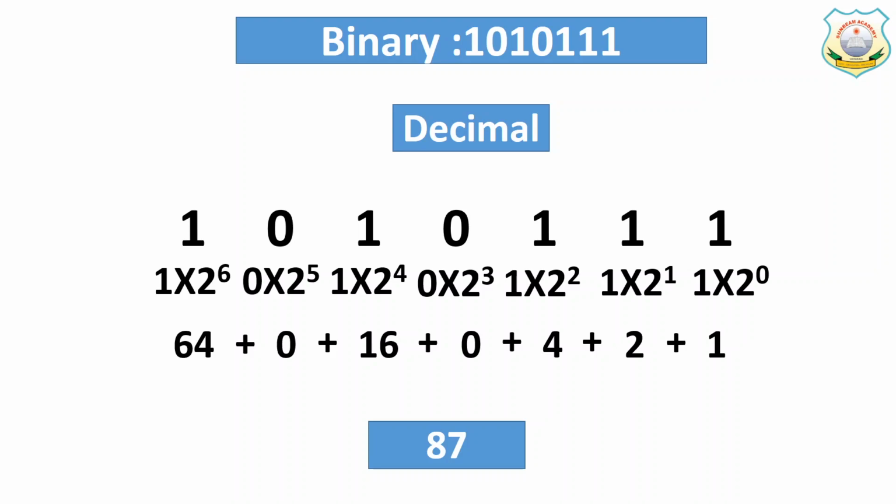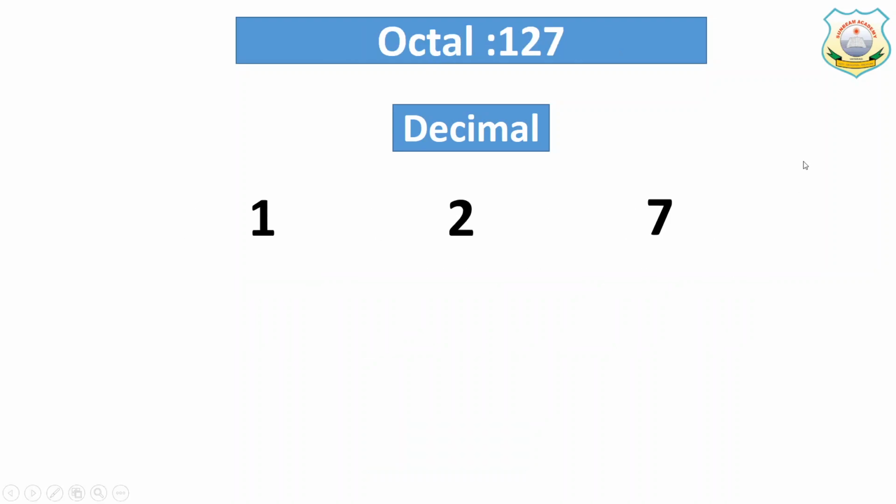Now how are you going to convert? If I want to convert the same number, that is 127. What is 127? Why I took 127? Because I converted decimal 87 to octal and the answer was 127. So again I am going to convert 127 back to decimal. So I should get what? I should get 87 again.